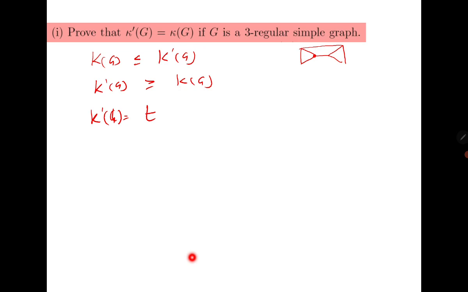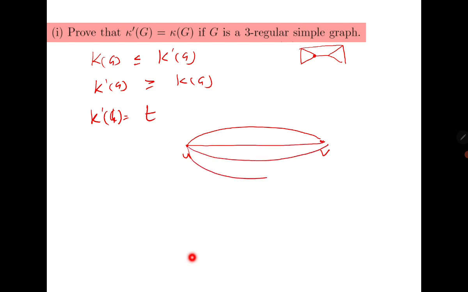Now recall Menger's theorem. Menger's theorem says that if edge connectivity is t, then there exist at least t edge disjoint paths between every pair of vertices. So consider u and v. It means there exist at least these t edge disjoint paths between u and v. What we need to show, to show kappa G is less than or equal to kappa dash G, is that these edge disjoint paths are also vertex disjoint.